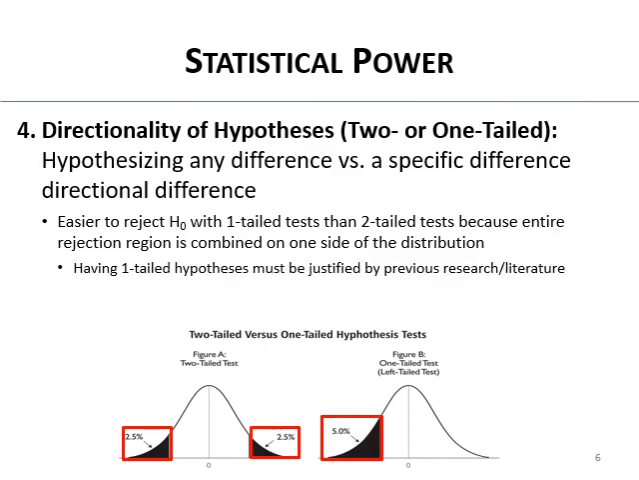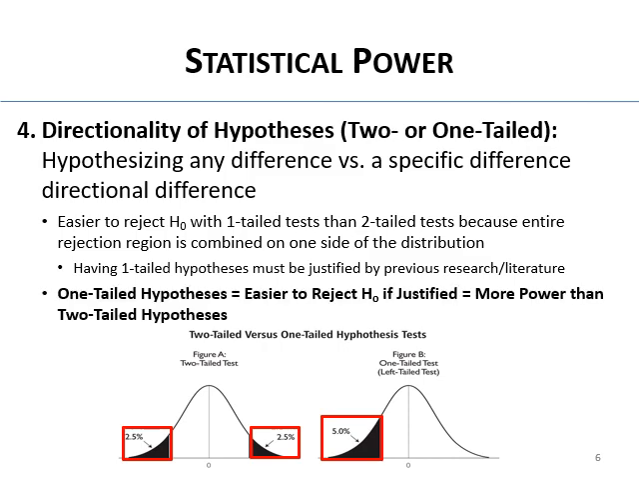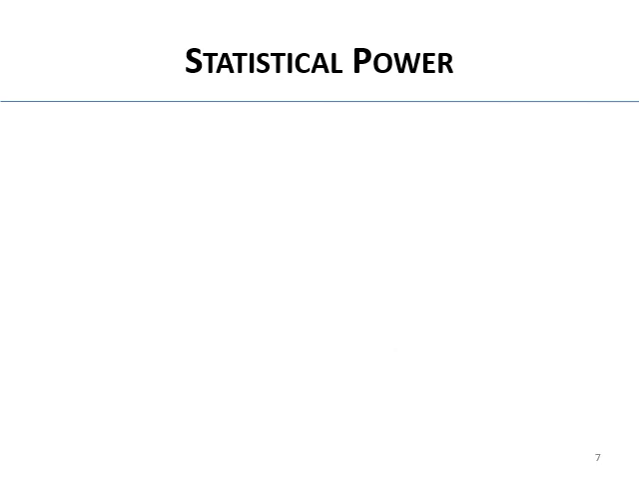Having one-tailed tests, however, must be justified by your lit review. That's why you do one on your dissertation. Most of your hypotheses in your dissertation are going to be one-tailed, and that will give you more statistical power, more ability to reject the null when you should. So with one-tailed hypotheses, it's easier to reject the null, justified, and that means you have more power than two-tailed hypotheses.